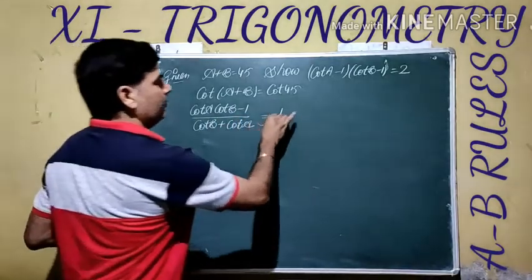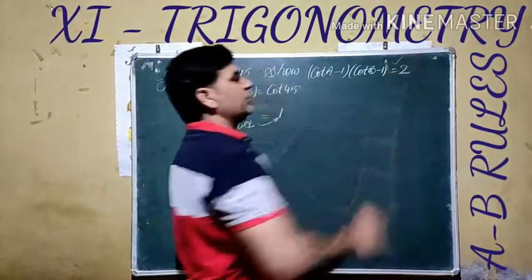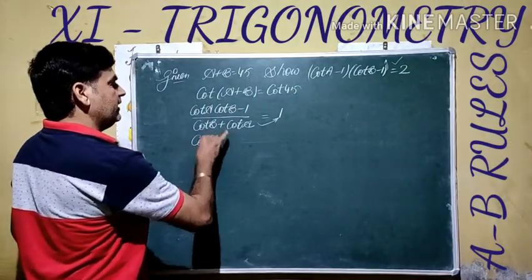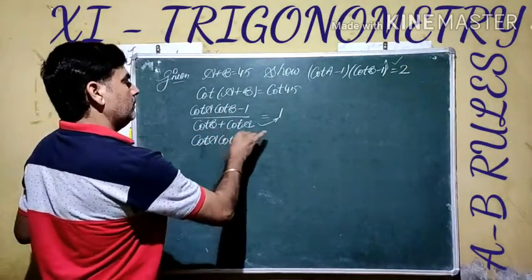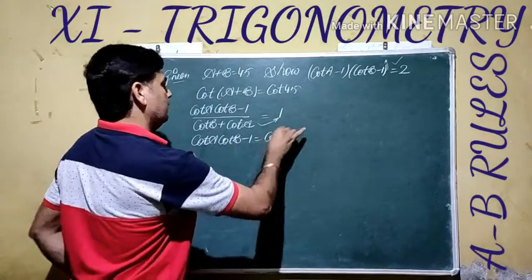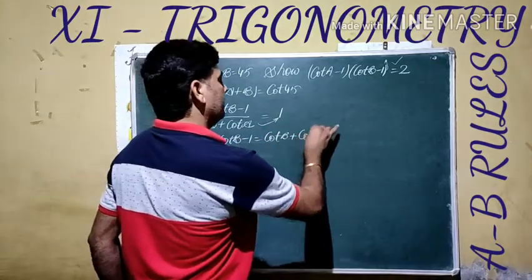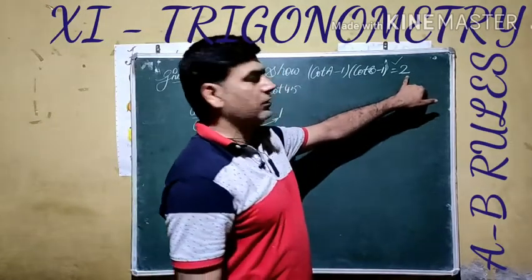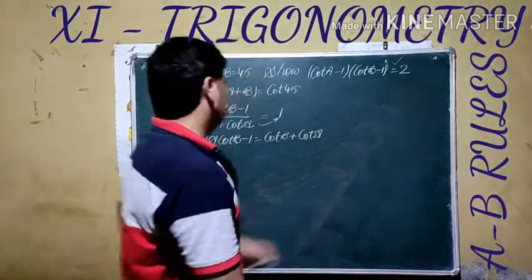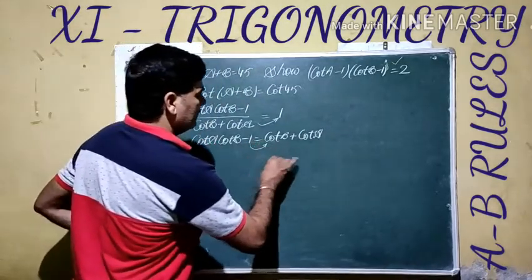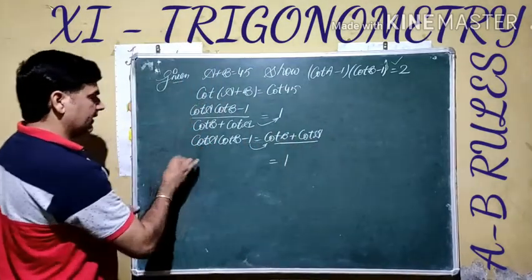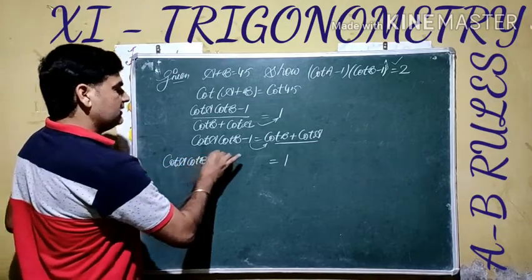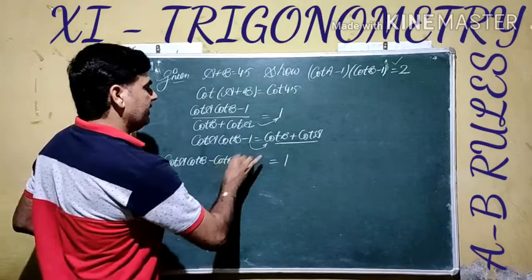If we cross multiply, because it is an equation type, we get cot A cot B minus 1 is equal to cot B plus cot A. Now if we see our result again, the constant is on one side with a positive symbol, so we have to shift 1 to the other side and these two terms to the other side. We get cot A cot B minus cot B minus cot A.